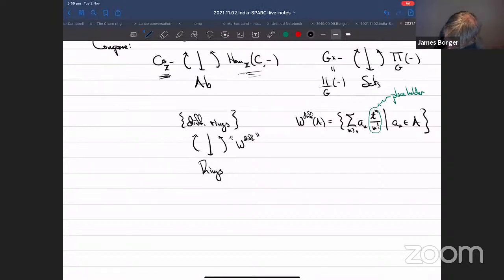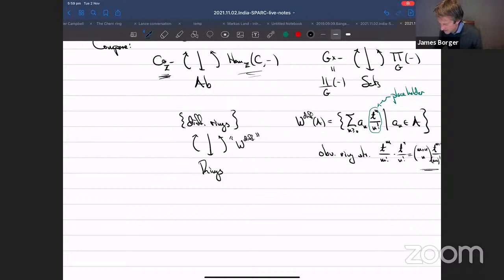So the obvious ring structure, should I write it down? So t to the m on m factorial times t to the n on n factorial is m plus n choose n, times t to the m plus n on m plus n factorial. Okay, that maybe is not so visible, but I hope the mathematics is clear. And then the derivation is just the derivative with respect to t, the formal derivative, which is just a shift.